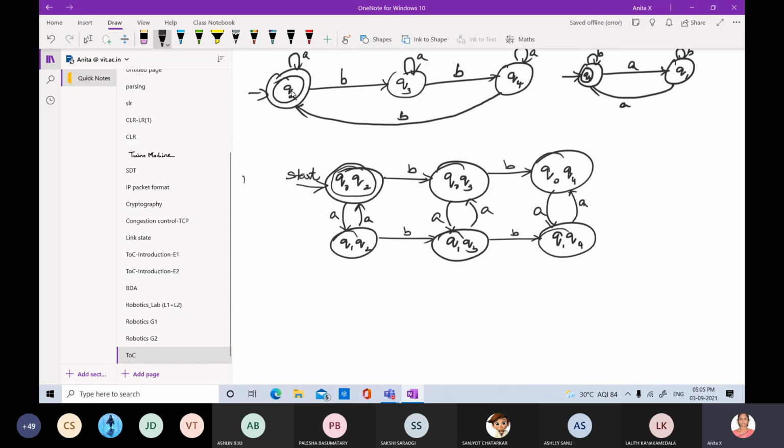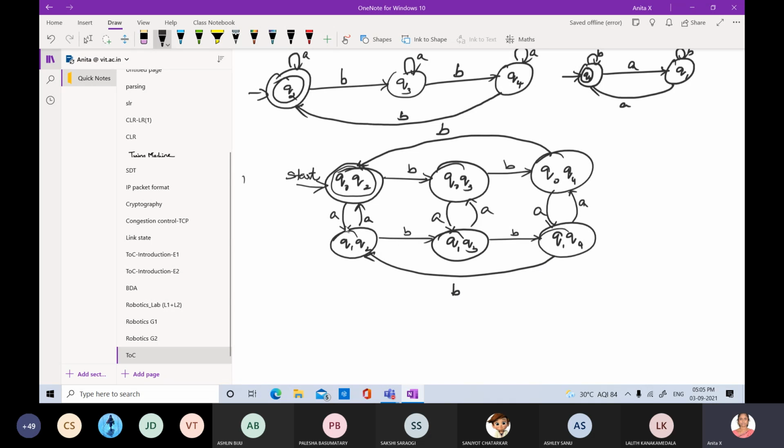So the next is, here we can see Q2 to Q3. Yes, there is a transition. Q3 to Q4, yes, there is a transition. Next, Q4 to Q2, there is a transition, right? Similarly, Q4 to Q2, there is a transition on input symbol B.